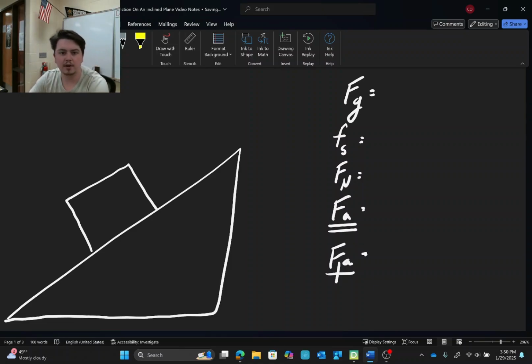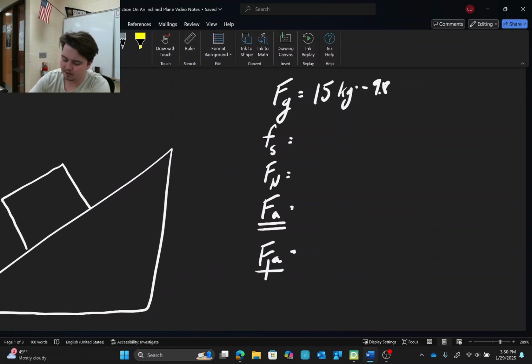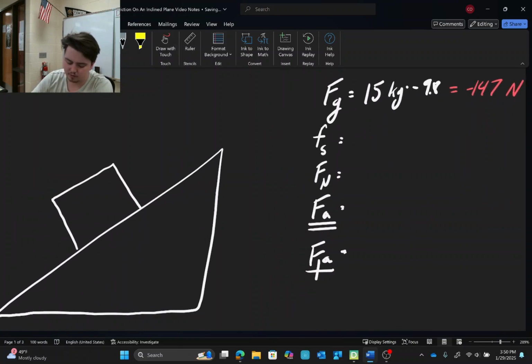So our force of gravity, we are going to use mass times acceleration, and we know our mass is 15 kilograms, and our acceleration is negative 9.8, because that is the acceleration of gravity. So 15 times negative 9.8, that is going to get us negative 147. So negative 147, and that is newtons. So that is our force of gravity pulling us straight down. So force of gravity, that's going to be negative 147 newtons.